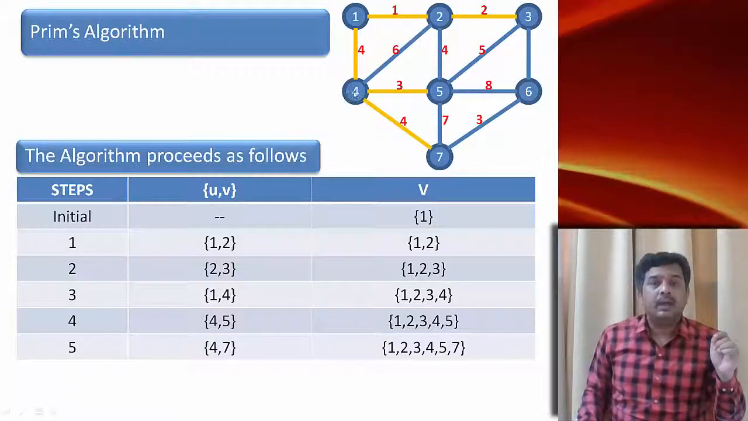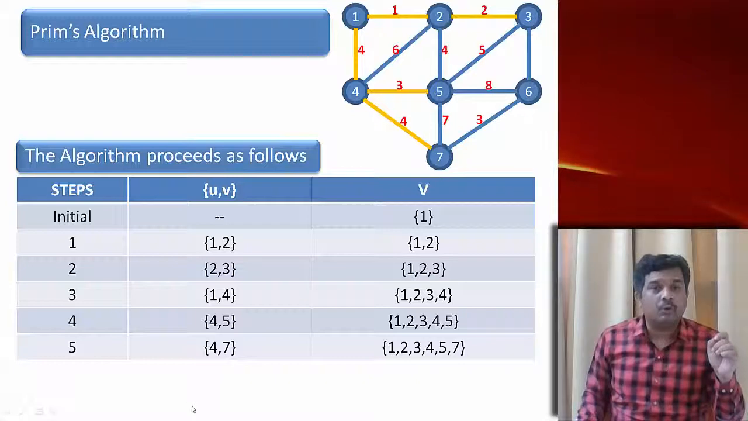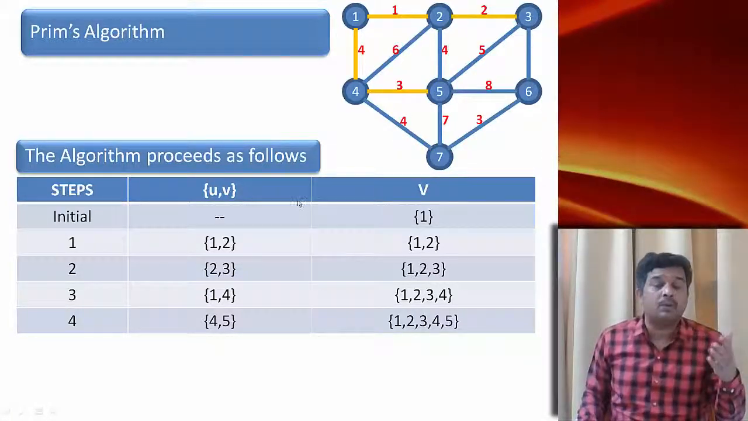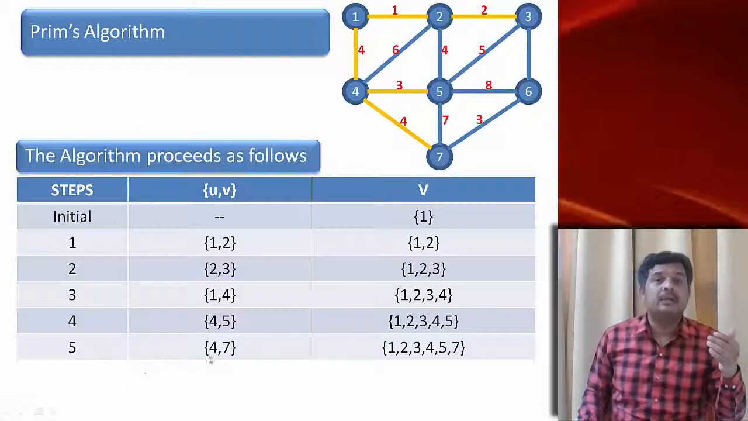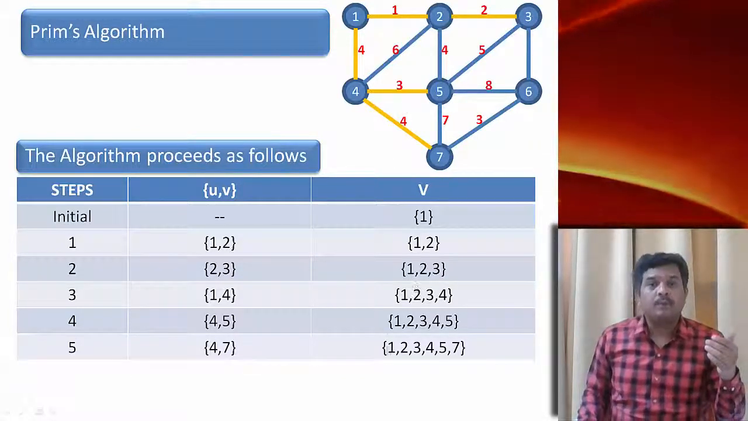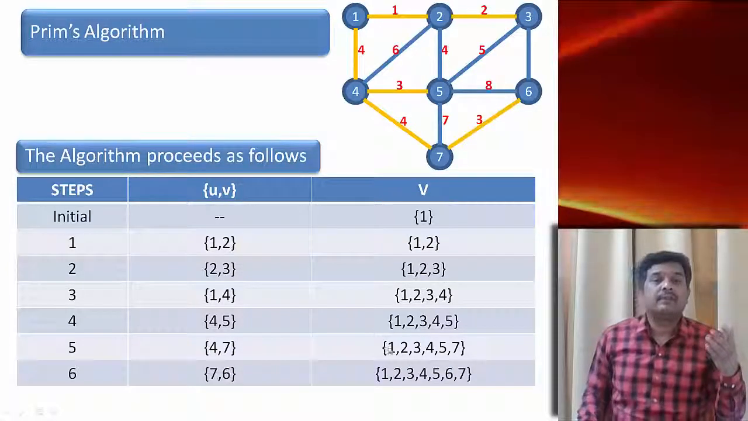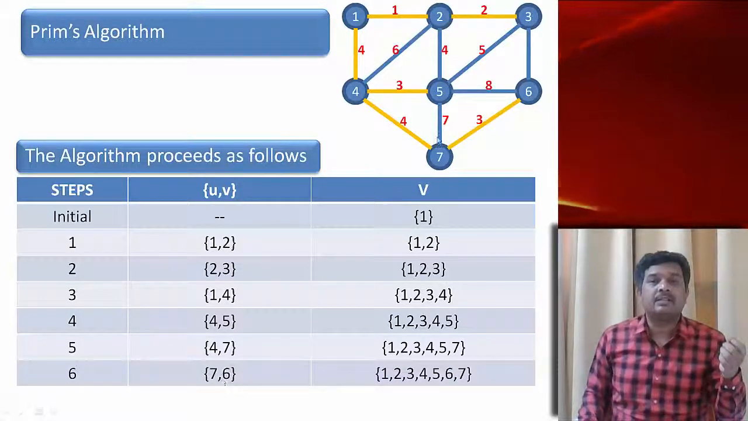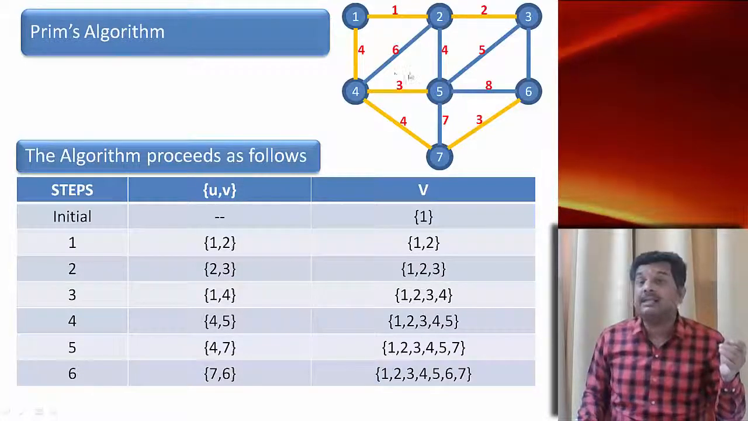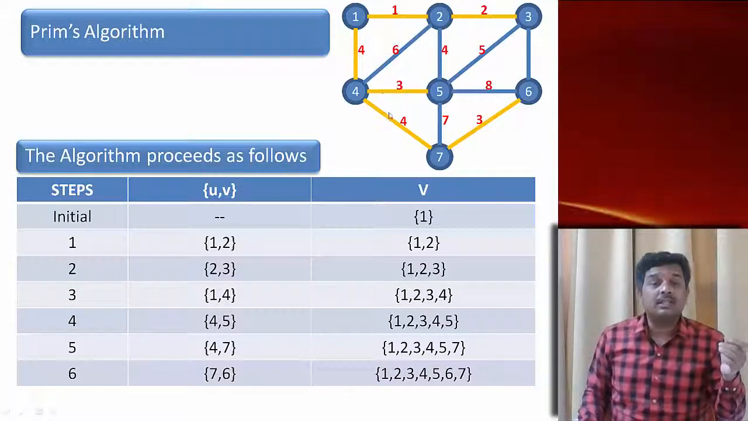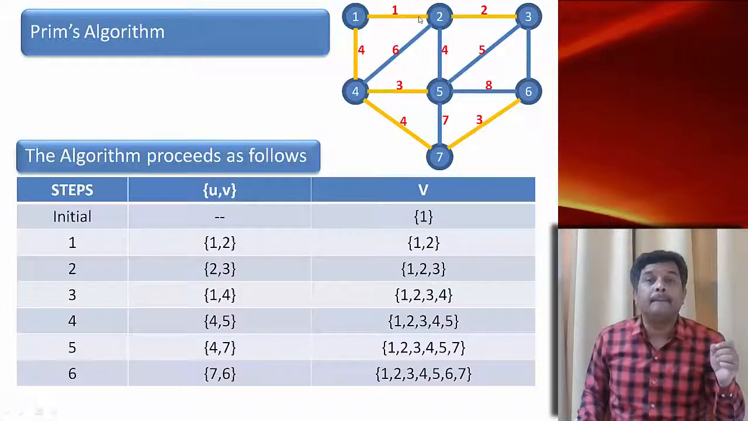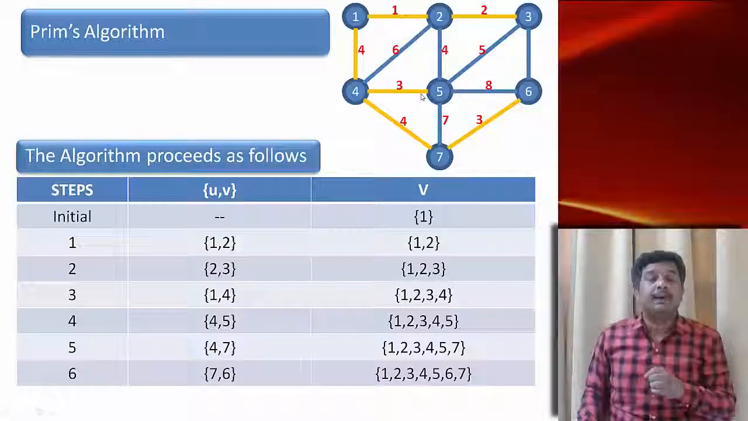Along with that, the next smallest value possible is 4. To this existing tree, the next smallest value that I can add is the edge 4-7 with value 4. So the vertices are 1, 2, 3, 4, 5 and 7. To these existing vertices, the next edge that I can add is 7-6, which has value 3. So I reached a position where all the vertices are covered and it doesn't contain any cycle. It contains all the vertices, so it is a spanning tree. As I have taken the minimal value every time, it is a minimal spanning tree.